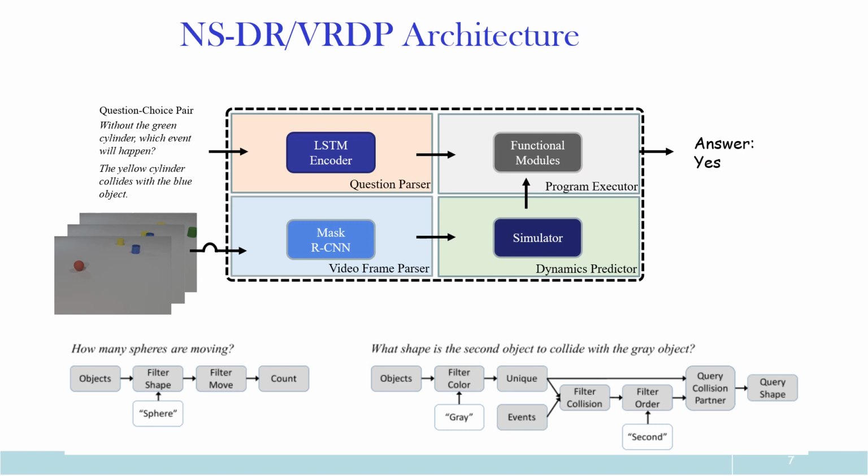Baseline NSDR, along with VRDP, takes in a text query and video, and is composed of a question parser, which is in the form of an LSTM encoder, a video frame parser, which is a Mask R-CNN, a dynamics predictor, and a program executor. The program executor is a Python implementation of functional modules. The simulator is a propagation network in NSDR, and in VRDP this is replaced with a more accurate differentiable physics engine.